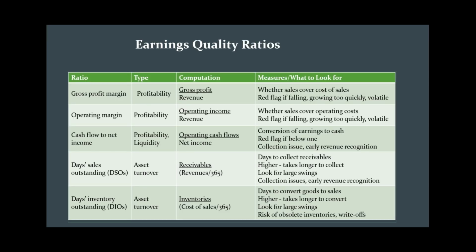And here are some earnings quality ratios and potential issues that they may be pointing to. Gross profit margin, this is a profitability ratio, and it's gross profit over revenue. And this tells us whether sales cover cost of sales. And a red flag is if this ratio is falling or is growing too quickly or is volatile.